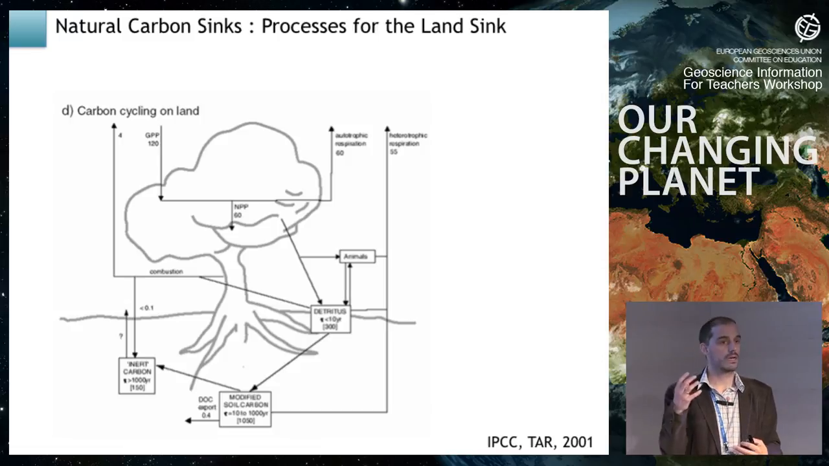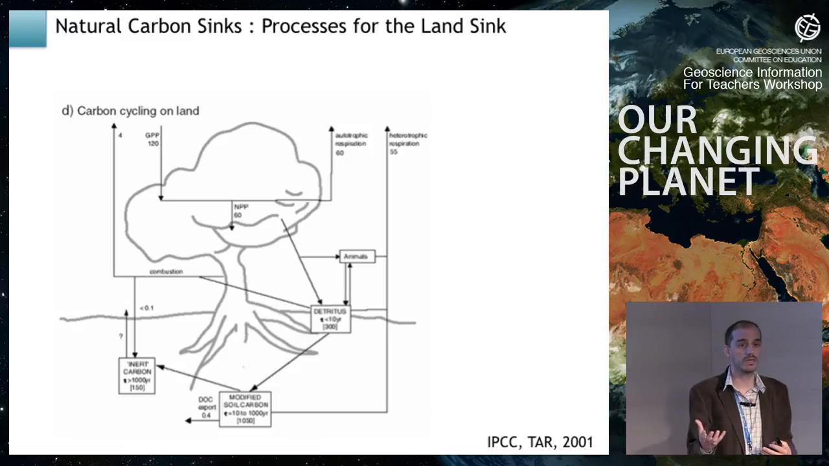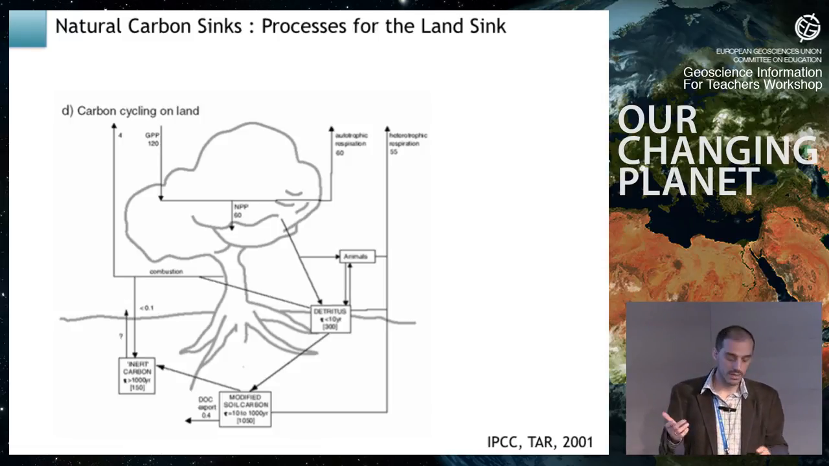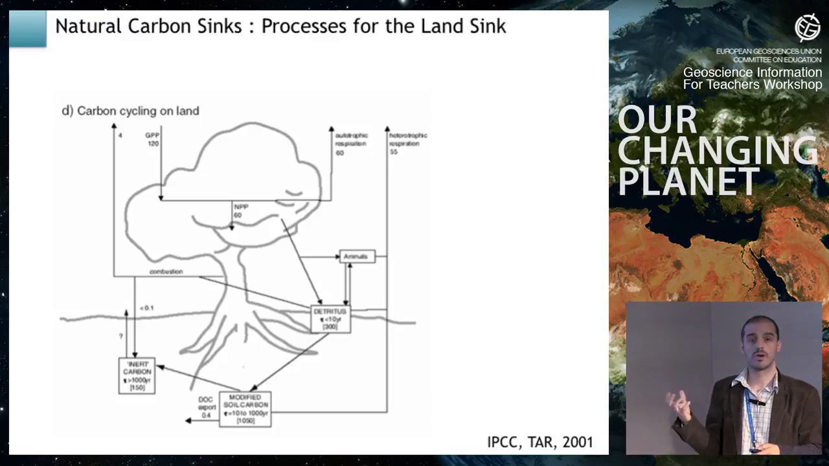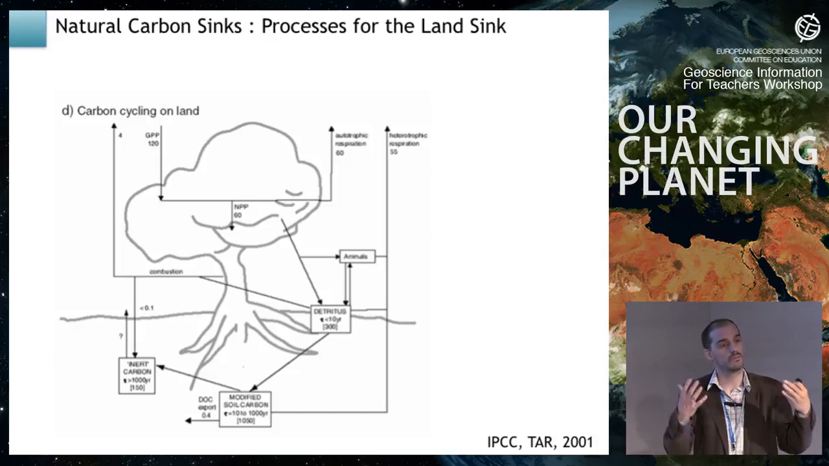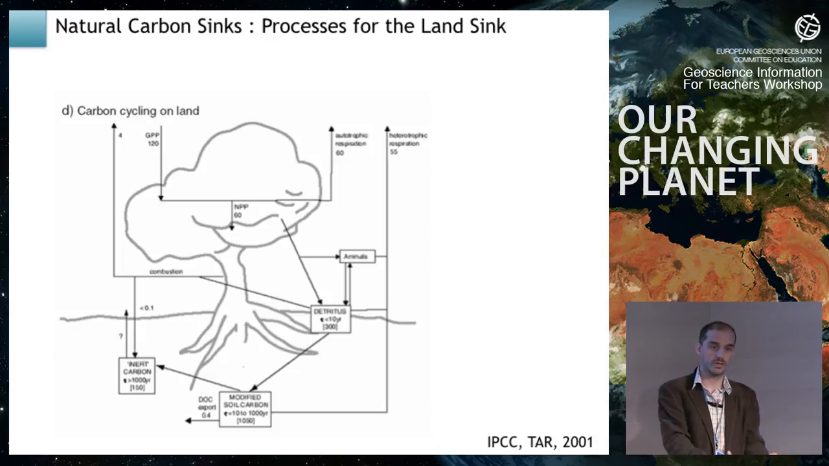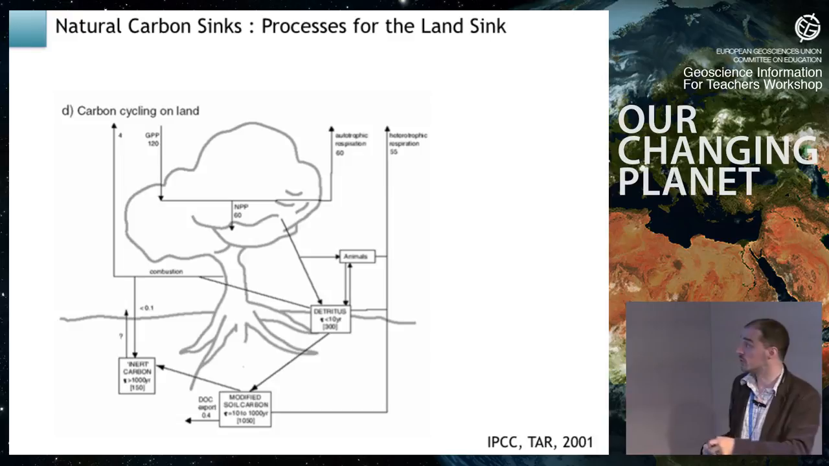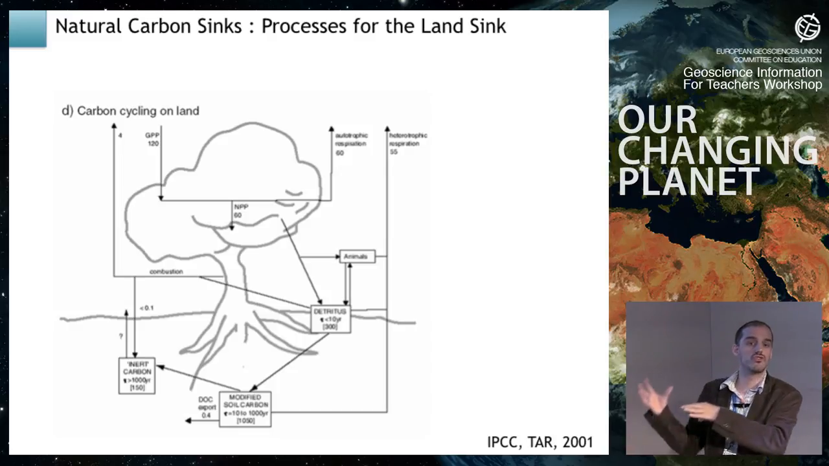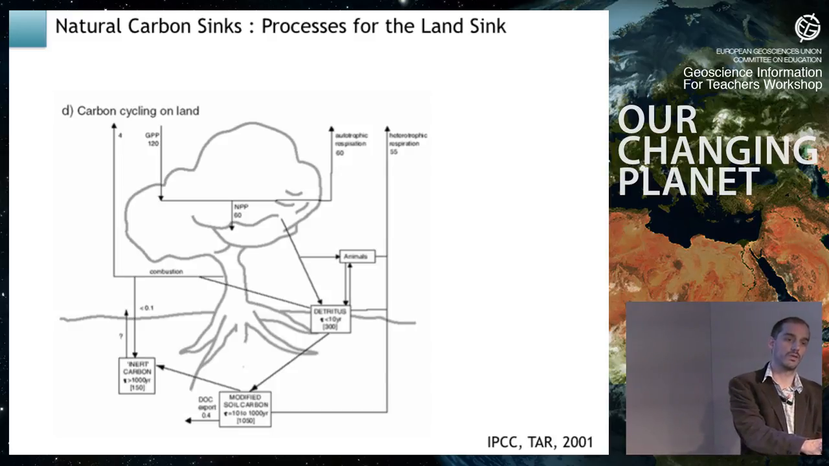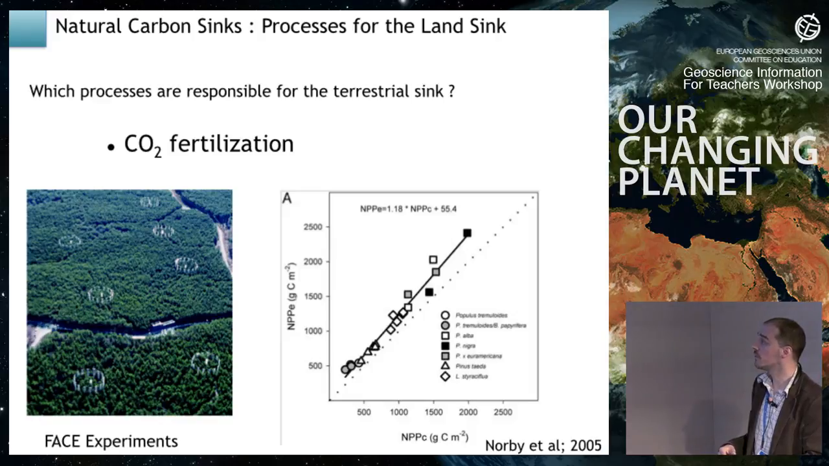So one way scientists have been explaining this land carbon sink for the past years and decades is based on what we call CO2 fertilization. A CO2 fertilization effect would be the fact that having more CO2 in the atmosphere would fertilize the land biosphere, would increase photosynthesis here, GPP, at the expense of respiration, and this would drive a net sink to the land biosphere. And this has been tested in the field.